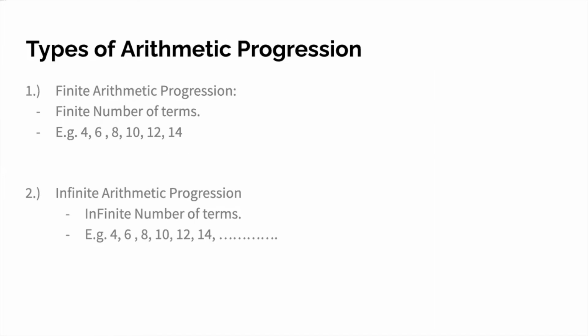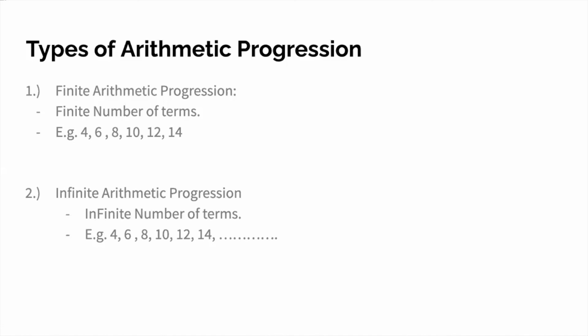So the general form of arithmetic progression is given like this. Now, what are the different types of arithmetic progression? There are two types of arithmetic progression. One is finite arithmetic progression and second is infinite arithmetic progression. In a finite arithmetic progression, you have a finite number of terms, a limited number of terms. For example, 4, 6, 8, 10, 12, and 16. There are 6 terms in this arithmetic progression. So it is a finite number of terms, and it is called a finite arithmetic progression.